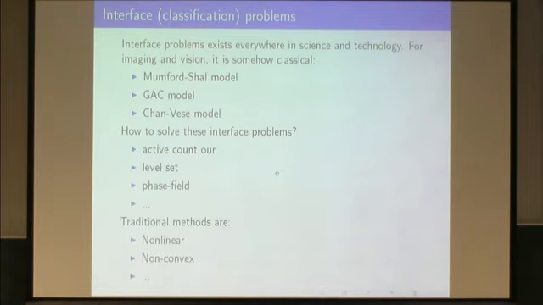We know that there are many problems which can be, say, interface or classification problems. There are a lot of models, and you can use a lot of methods: active control, level set, phase field. But most of those problems, when you solve them, come to a nonlinear and non-convex problem, and then you get slow convergence and get stuck with local minimizers.